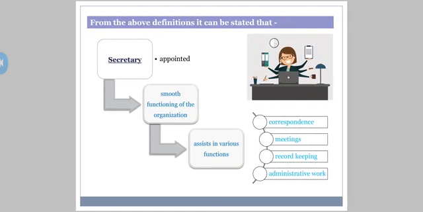So from all the three definitions above, we come to the conclusion: who is a secretary? If someone asks you who is a secretary, all you are going to say is a secretary is appointed. Why do you appoint another person? That is for smooth functioning of the organization and to assist in various functions, that is correspondence, doing the writing work, conducting meetings, record keeping, maintaining secrets and other administrative and maintenance work in an organization.